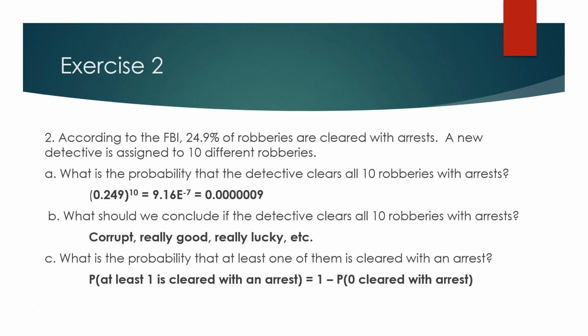This is going to be the probability that at least one is cleared with an arrest, which is equal to 1 minus the probability that 0 are cleared with an arrest. So you kind of double complement here. The complement of 24.9% is 75.1. We want none of them to be cleared. So we want this person to not clear the first one and the second one and the third one and so on. So this is going to be 1 minus 0.751 to the 10th, which is 0.9429.